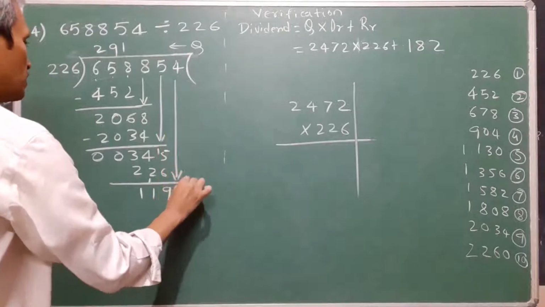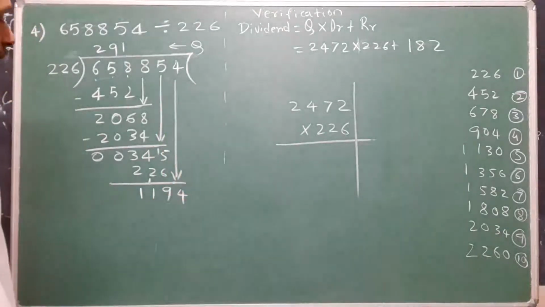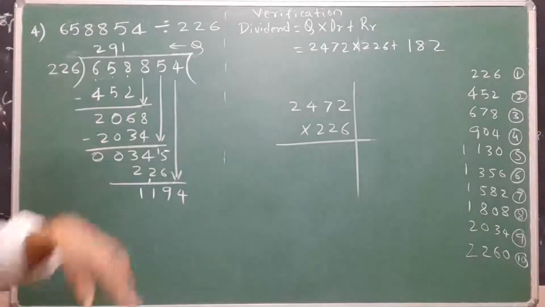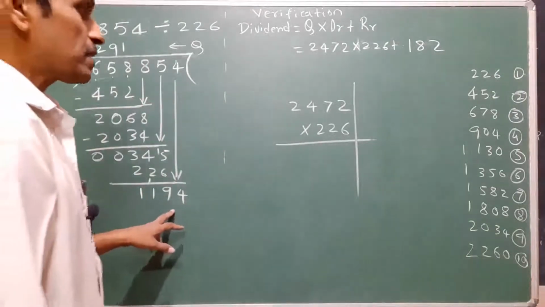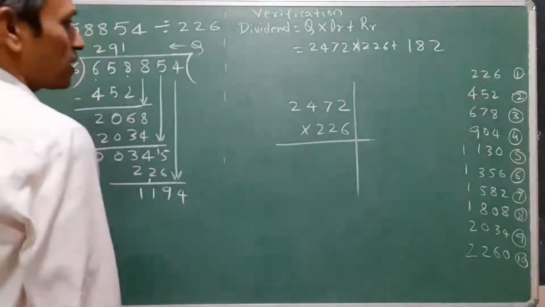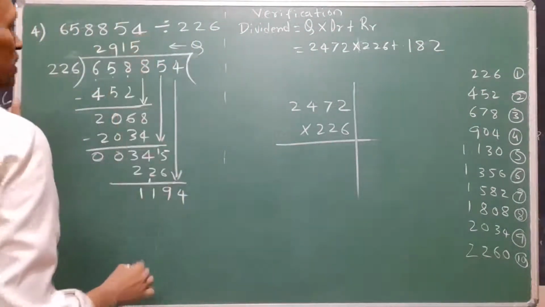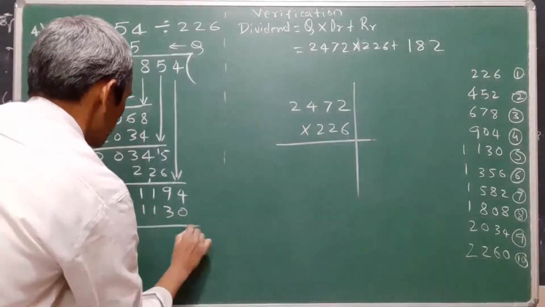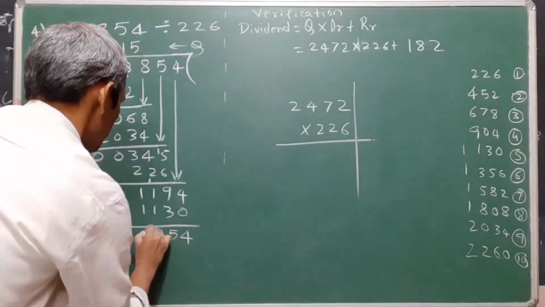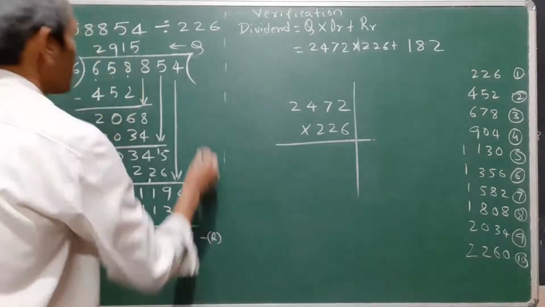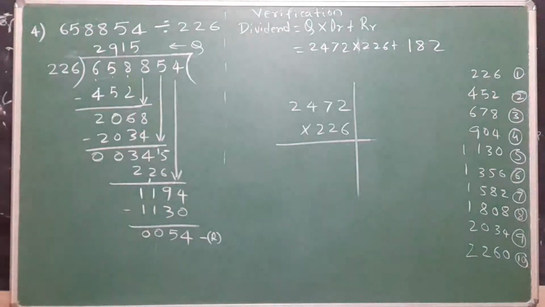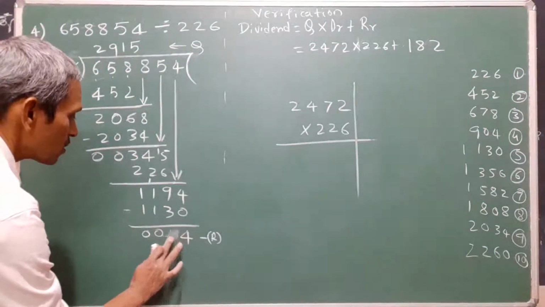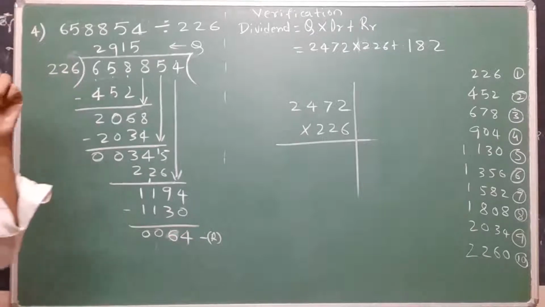119. Take this 4 down, it becomes 1194. Now see for 1194, which is not there in the table. So just less than this one is 1130, that is 5s. 226 5s, 1130. After subtracting this one, we get 54 as remainder, and this one, 2915, is quotient. 64. Take this one as 64.